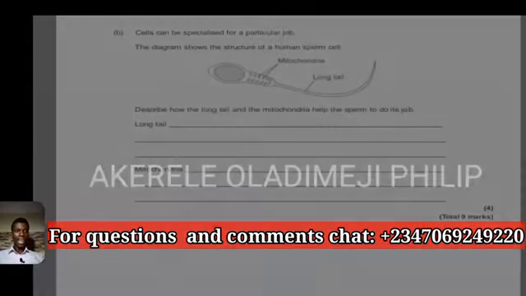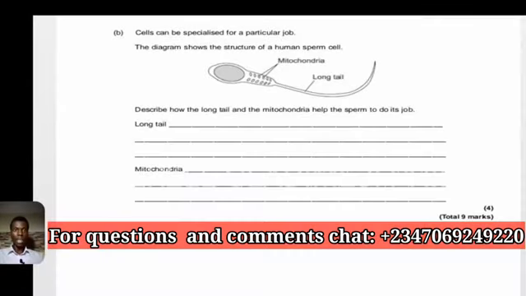Okay, I guess that's the last slide here. Okay, this is the last one here. Cells can be specialized for a particular function. Okay, this is the diagram of a sperm cell. So describe how the long tail and the mitochondria help the sperm cell to do its job. I think I mentioned that earlier on. The long tail is for what? For swimming. The mitochondria is for what? For production of energy.